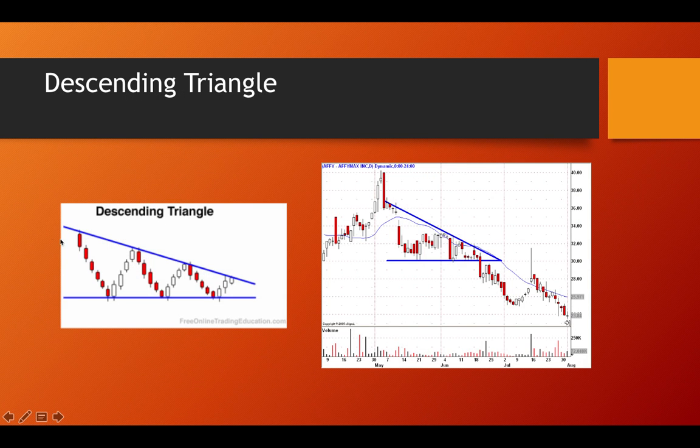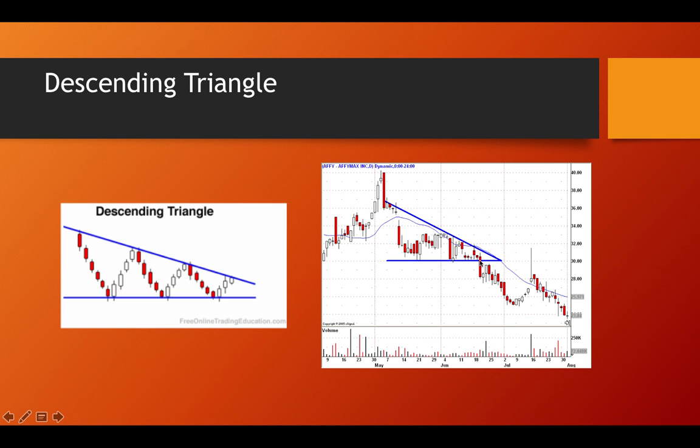You have a descending triangle. Again, the ball bounces from resistance to support, back and forth, condensing like a spring. It's getting tighter and tighter. And before you know it, instead of breaking up this time, it's going to turn around and break down. And once it breaks down, it's going to just head south on you, basically.